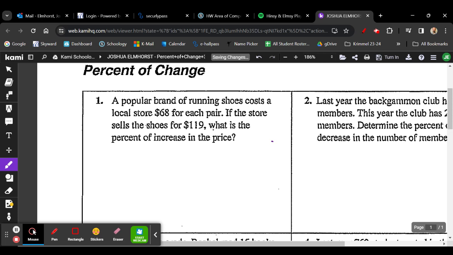This is Mr. Elmhorst with the help video for the homework on percent of change. We're going to continue using the proportion table to help us solve this.